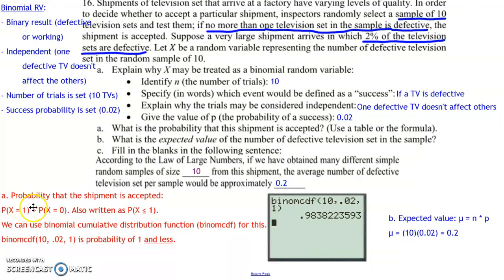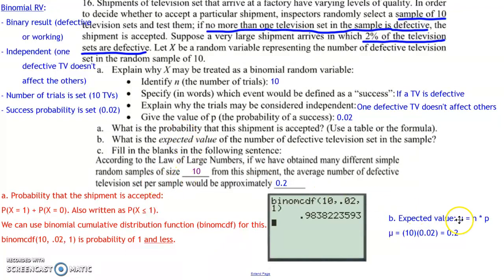In this case, it's the probability of 1 and the probability of 0. So binomial CDF 10, 0.02, and then 1 gives me 0.9838. That's the probability of getting 1 TV or less. So it's a pretty high probability that the shipment is accepted. Think about it. It's a 0.02% chance for every TV being defective. It's pretty low that 2 or more TVs are defective.